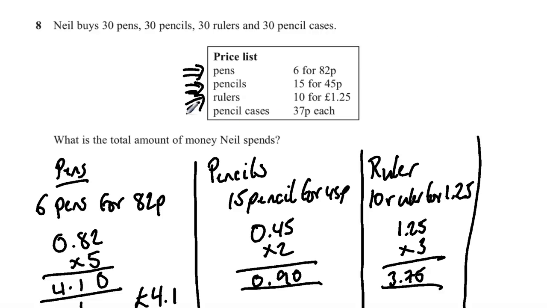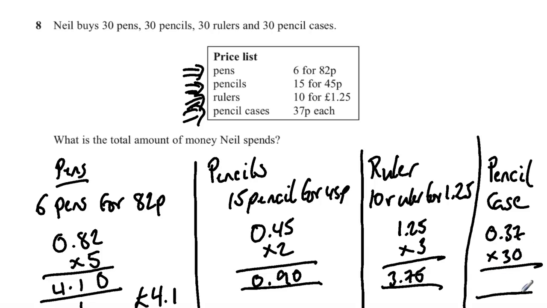And the final one is a pencil case costs 37p and Neil requires 30 pencil cases. So again, I'm going to multiply by 30 and it will be £11.10. Now I'm going to add them all together.